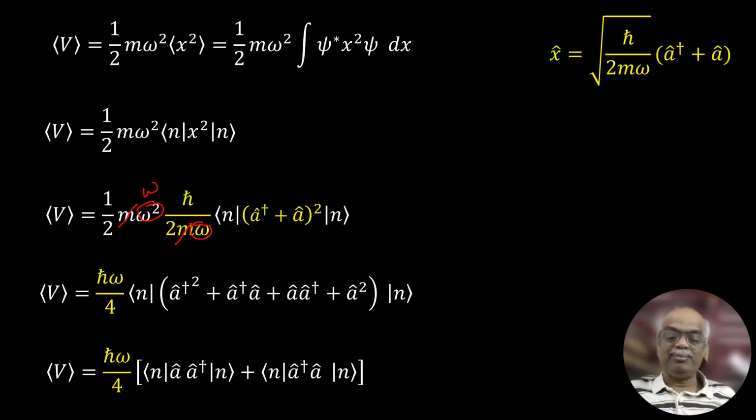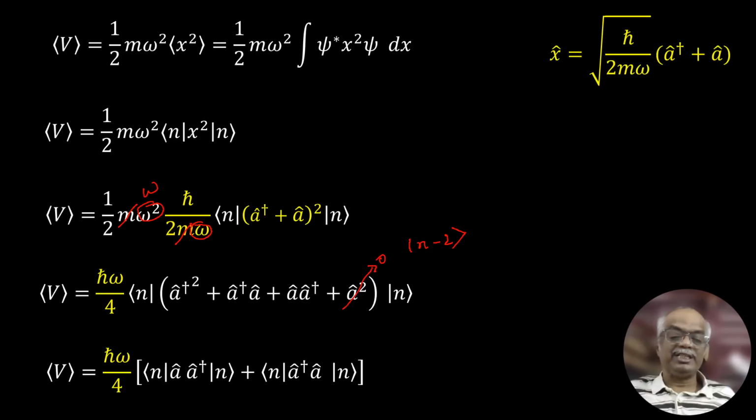Now what will happen if a squared, that is the annihilation operator, acts on the ket n twice? This ket n will become ket n minus 2, because the annihilation operator acts on the ket twice. So if we take the inner product of bra n and ket n minus 2, this will be 0 naturally.